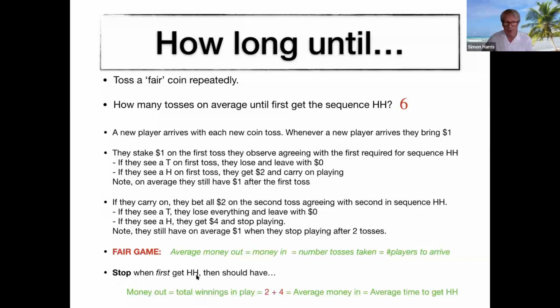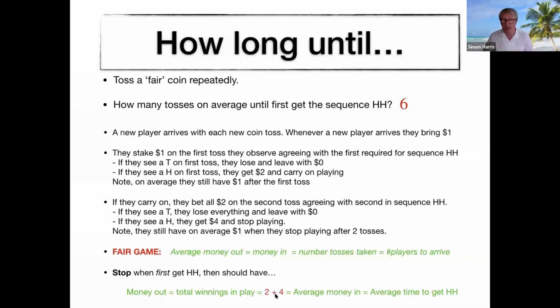If we stop when we first get a head-head, well, the money out, or the total winnings in play, another way of thinking about it, then there are 2 gamblers that still have money. There's the one that's just got the second head, and he's on $4. But there's also the gambler that's just arrived that won on the first head, and he's got $2.